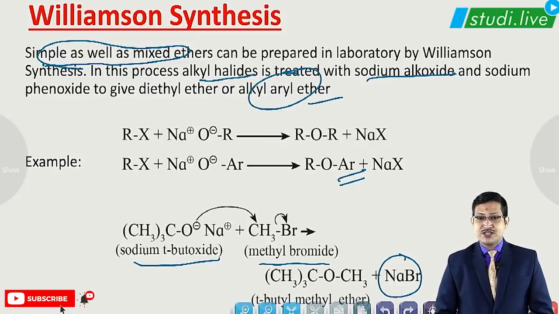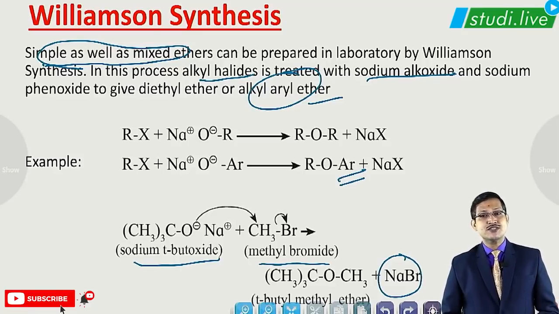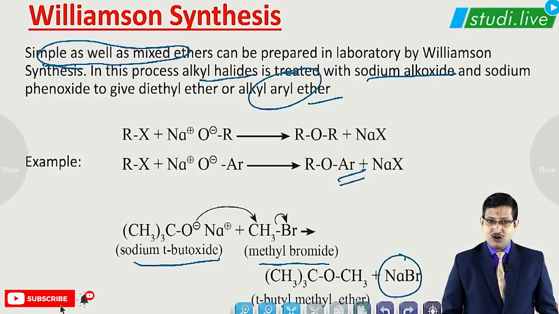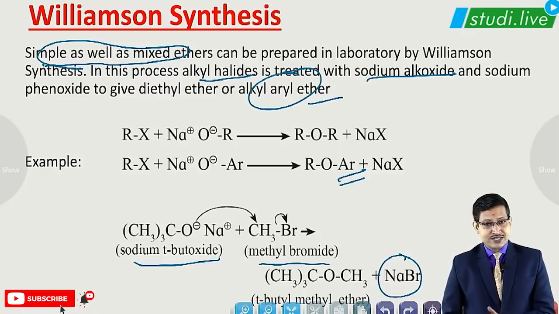So in Williamson synthesis, as mentioned very clearly, both type of ethers are obtained. Which both type of ethers? Yes, you have the formation of simple as well as you have the formation of mixed ether. So you will get both the ether formation taking place.